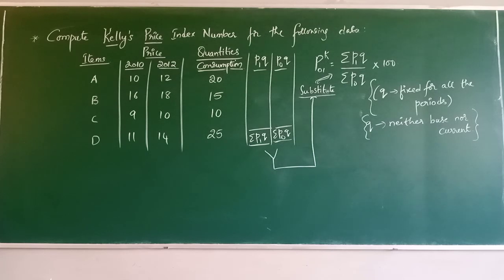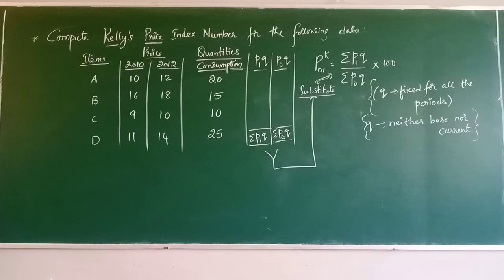As you all know, Kelly's price index number, look at the formula there: P01 K equals summation P1 Q by summation P0 Q multiplied by 100. Now here, what do you mean by Q? Generally this formula, Kelly's formula, is named after Truman L. Kelly. The name is Truman, Truman L. Kelly. It requires the weights to be fixed for all the periods.